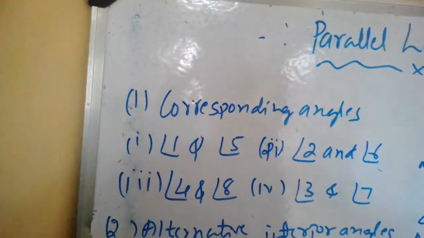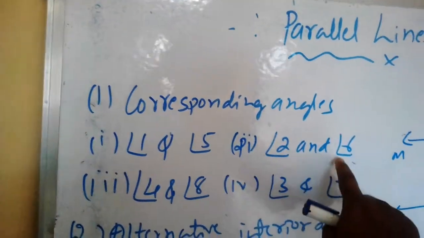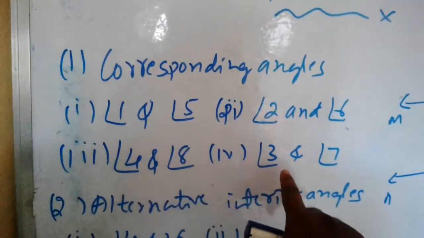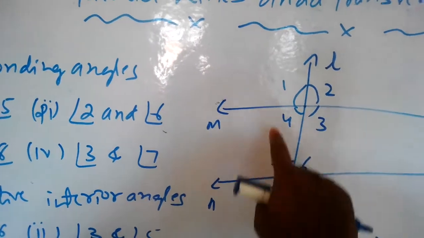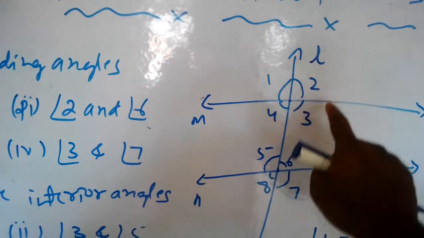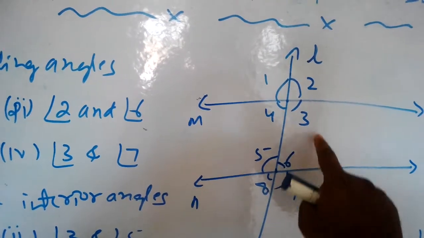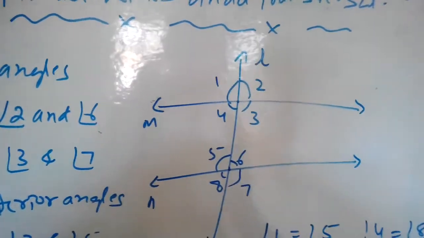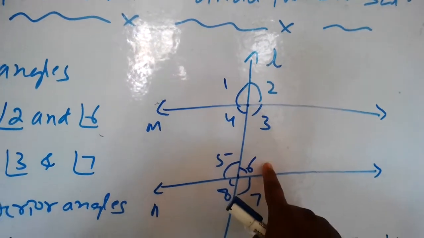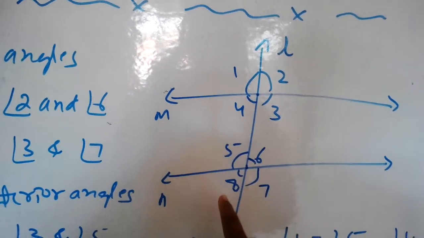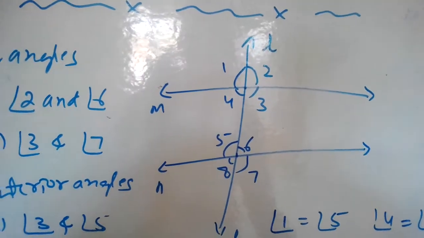Corresponding angles: first, angle 1 and angle 5 are called corresponding angles. 2 and 6, this also. 4 and 8, and last 3 and 7. These angles are called corresponding angles. Angle 1 and angle 5, angle 2 and angle 6, angle 4 and angle 8, angle 3 and angle 7, all these angles are called corresponding angles.